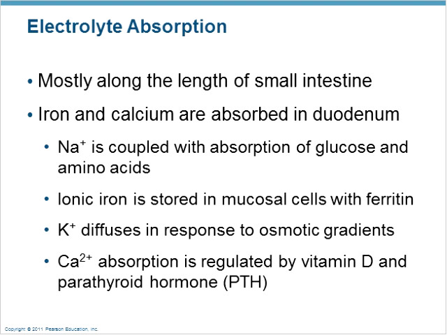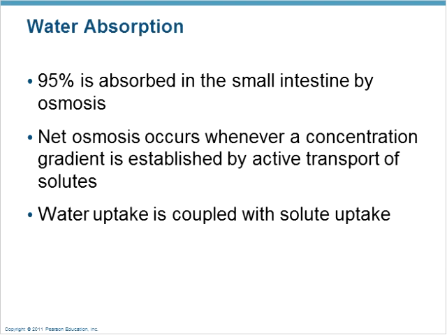We talk about electrolyte absorption. It's mostly along the length of the small intestine. Iron and calcium are absorbed in the duodenum. Sodium is coupled with absorption of glucose and amino acids. Ionic iron is stored in the mucosal cells with ferritin. Potassium diffuses in response to osmotic gradients within the GI tract, and calcium absorption is regulated by vitamin D and the parathyroid hormone, if you remember, that manages that process of blood calcium.